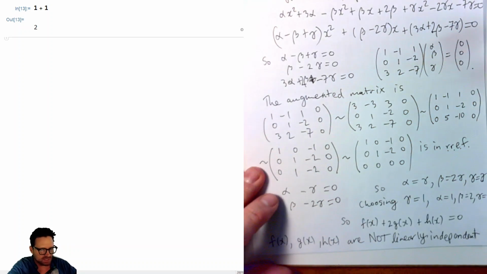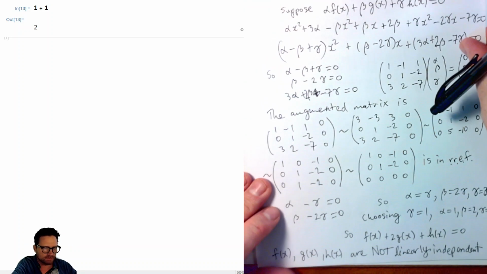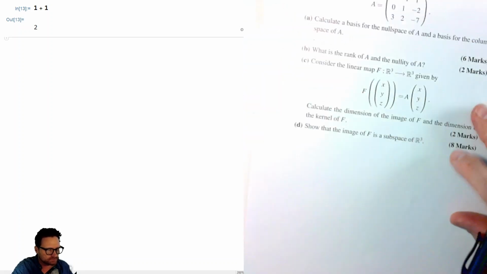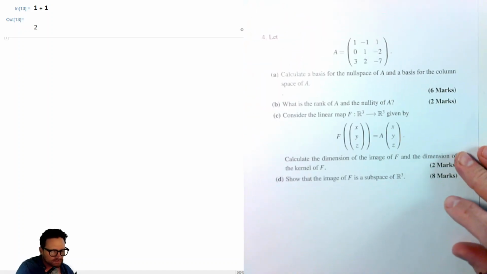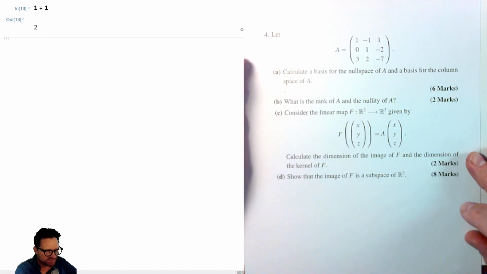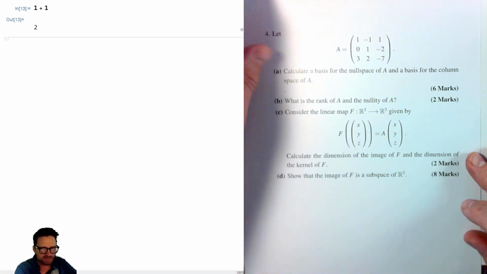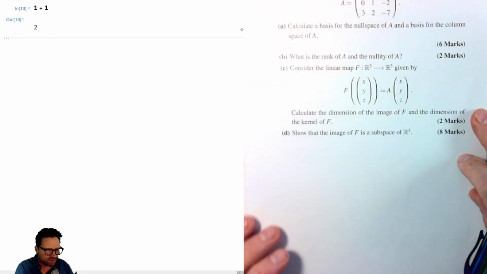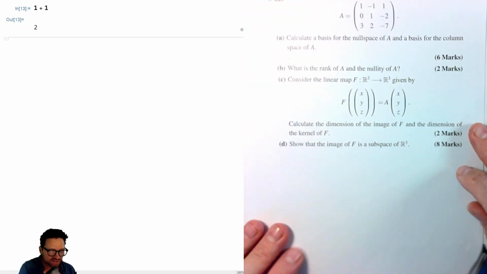Okay, let's move on to page 4. Okay, so we have a matrix. Calculate a basis for the null space of A and a basis for the column space of A. So what we want to do with this is row reduce this matrix.